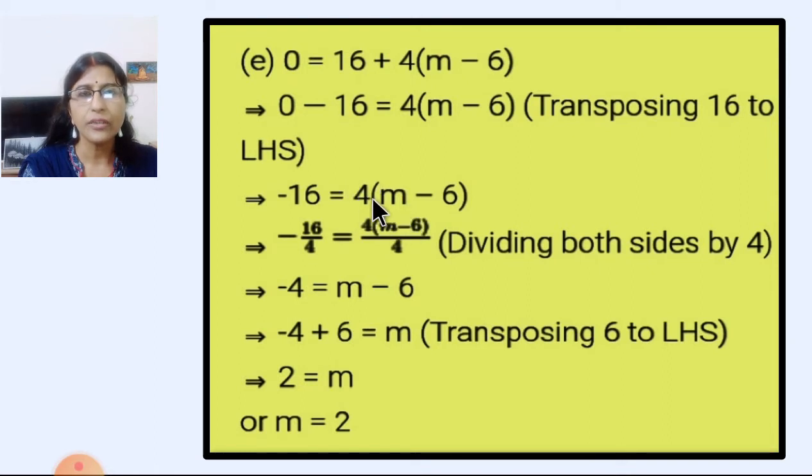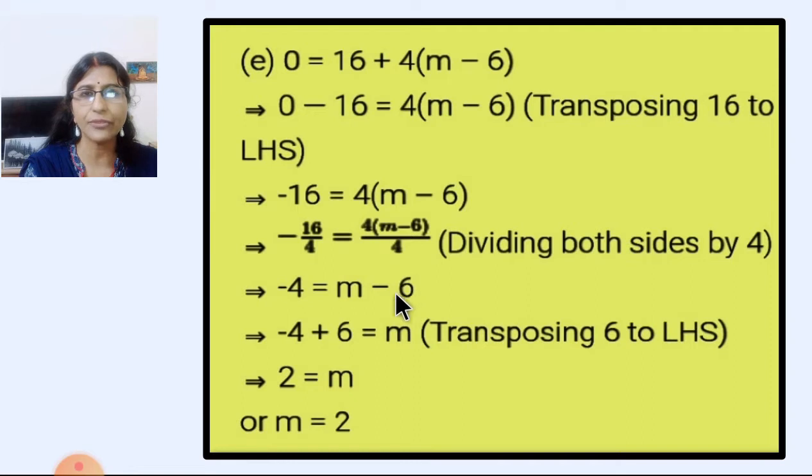Now what we will do? You don't have to work out this. Now here you can see that there is a bracket, means multiplication. So we'll bring it to this side. We'll bring it here. So here multiplication is there. When you bring it to the other side, it will become division. So dividing both the sides by 4. So here you can see it is done. Minus 16 is divided by 4. Here also this part is divided by 4. Now this 4 will be cancelled. You will get just m minus 6. And here minus 16 divided by 4 is minus 4. So we'll get minus 4 is equal to m minus 6. Now this part, this one you can see it is negative.